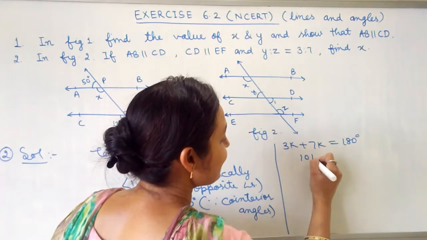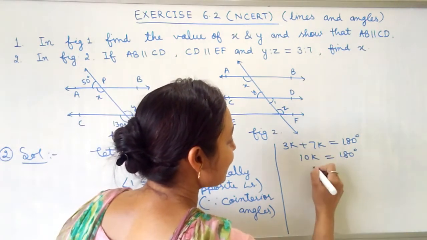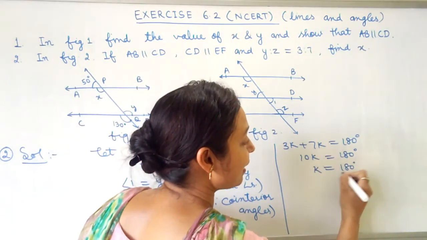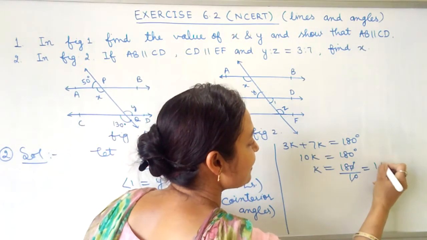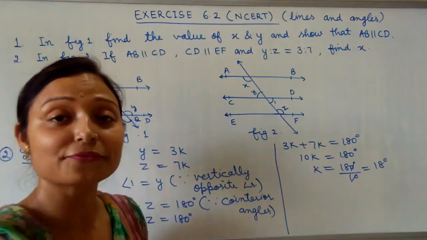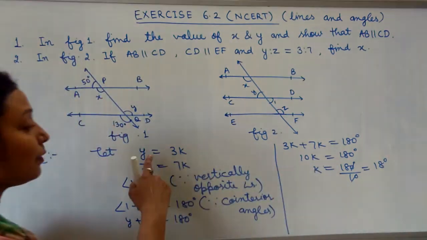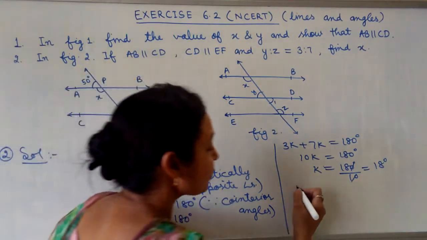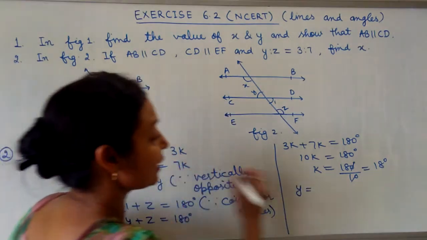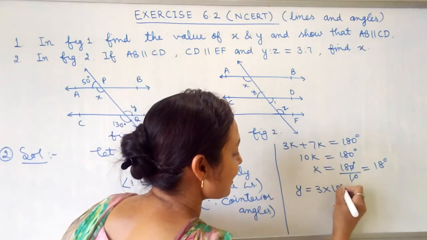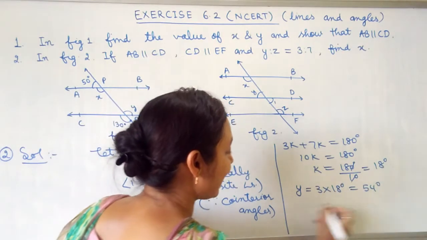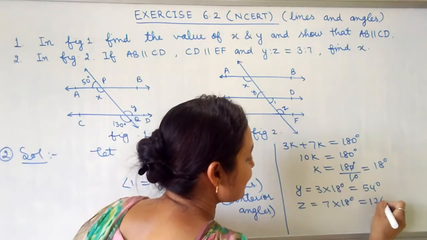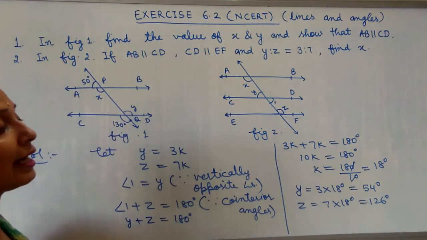That means 10k is equal to 180 degrees. So the value of k is 180 divided by 10. After cancellation we get 18 degrees. Now after getting the value of k, I will put it in y and z. So y is equal to 3 into 18, that is 54 degrees, and z is equal to 7 into 18, that is 126 degrees. So these are the values of y and z.